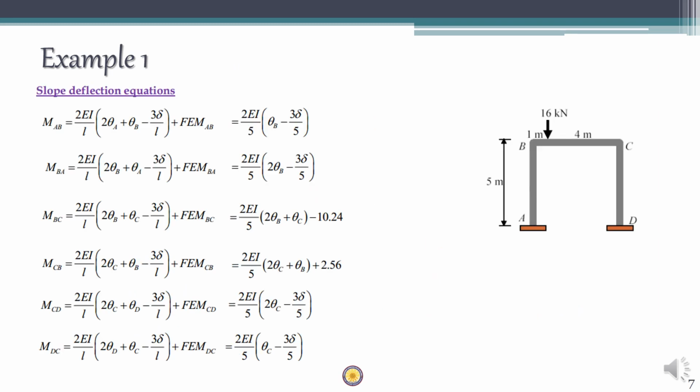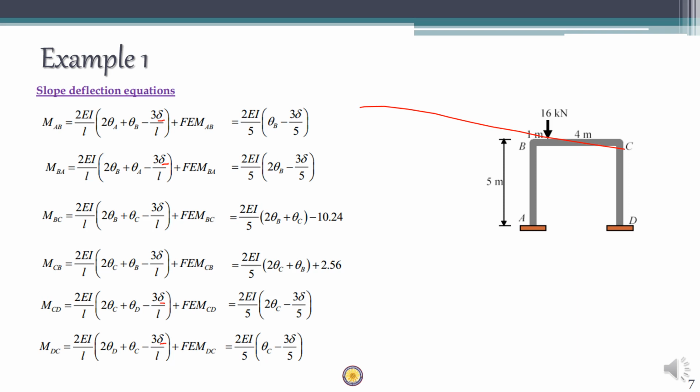Okay, so before proceeding, we'll write the slope deflection equation for each of the members. So there are 3 members, which means that there will be 3 into 2, 6 slope deflection equations. So MAB is equal to EI by L into 2 theta A plus theta B minus 3 delta by L. So please note AB and CD are vertical members, which means that on both of these there will be an unknown delta, which is support settlement, to be substituted in those. However, the horizontal member BC will not be having any support settlement, so delta value will be 0 for horizontal members.